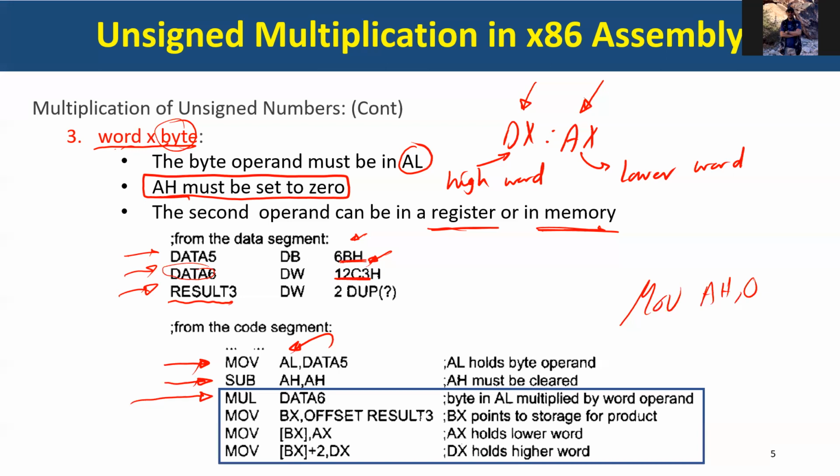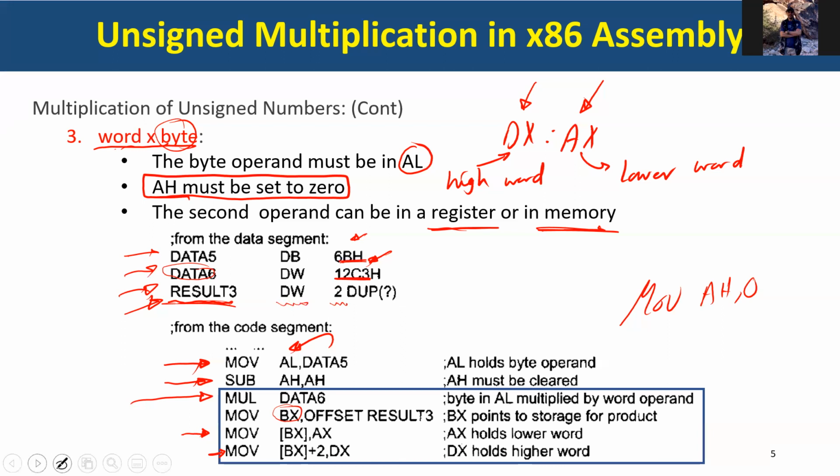Okay, so to store the output in result 3, we do the following. First, we move the address of result 3 to BX. Then we move AX to the first location, BX. Then we add 2 and move DX to the second location, because the second location is 2 bytes further from the first location. Because result 3 is an array. This array has 2 locations. Each location is of type word.